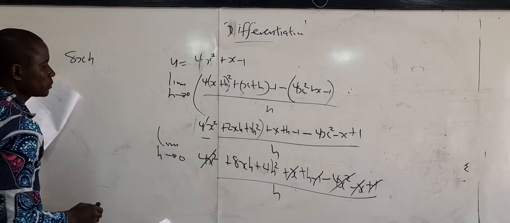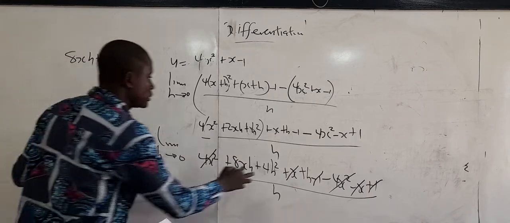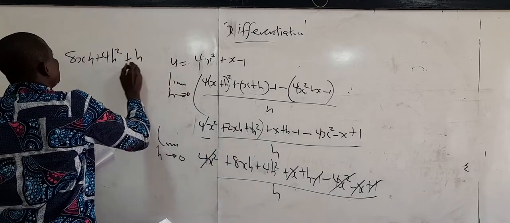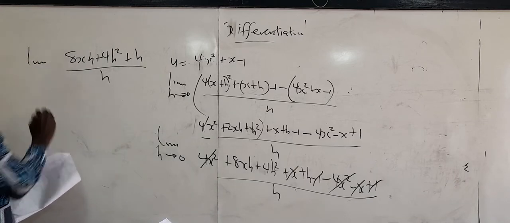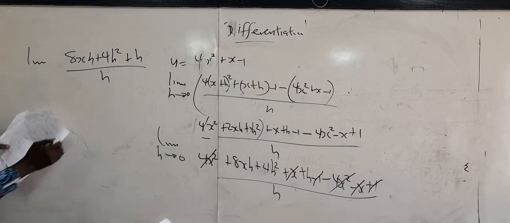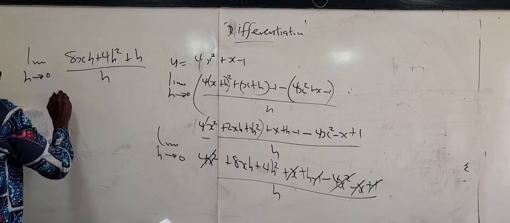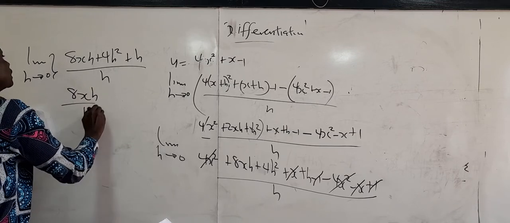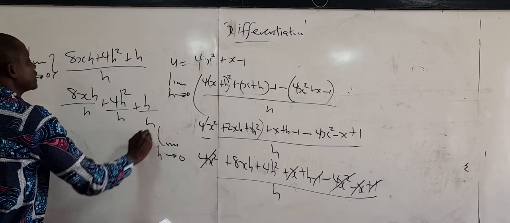8xh plus 4h squared, plus h, all over h. This is the limit, so I can move to this side. Okay, good. So here I'm going to have the limit as h approaches 0 of 8xh over h plus 4h squared over h plus h over h.